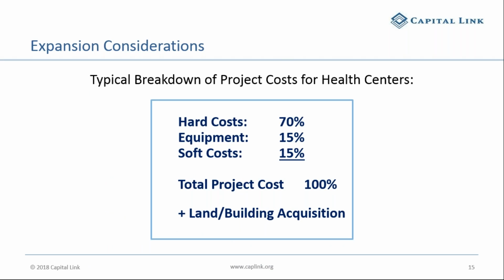Typical breakdown of costs, it will give you the hard costs, which you can use to back into the other numbers, the equipment costs and the soft costs. And that gives you your total project cost as it relates to the building itself, or the building of the building, if you will. Of course, land acquisition or building purchase would be a potential separate cost for you.